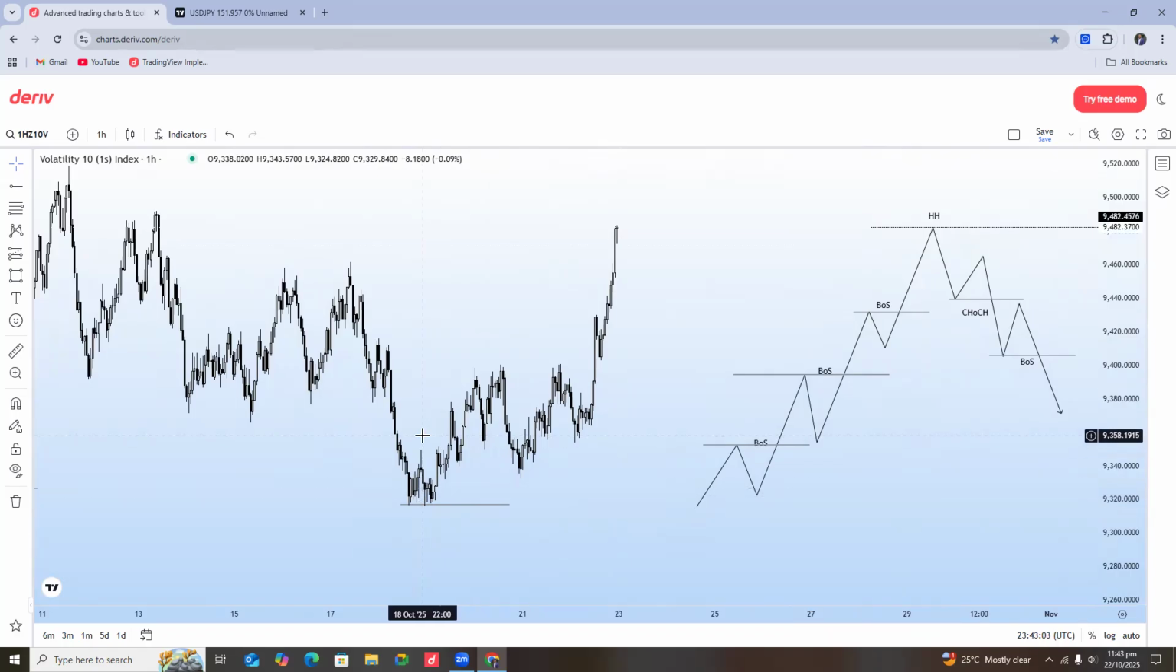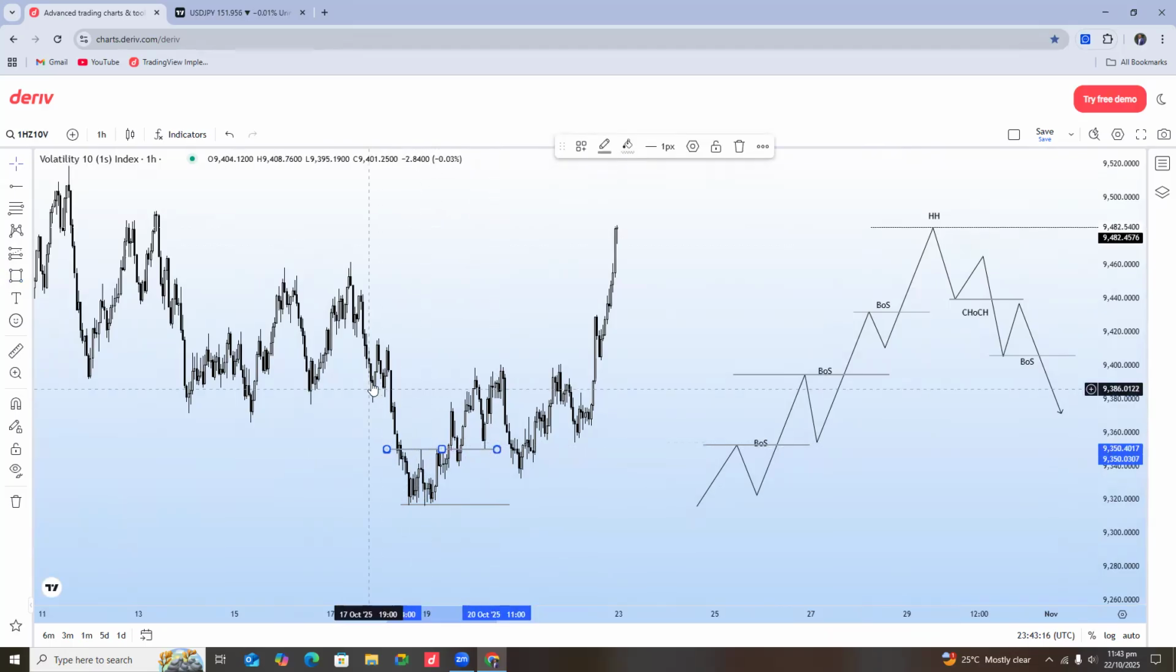You see that instead of the market creating a new low, it didn't. It rather went ahead, and look at what it did here. It broke the lower high that it left behind here. So there is a change of character here. And right after that, the market started forming what? Higher highs.